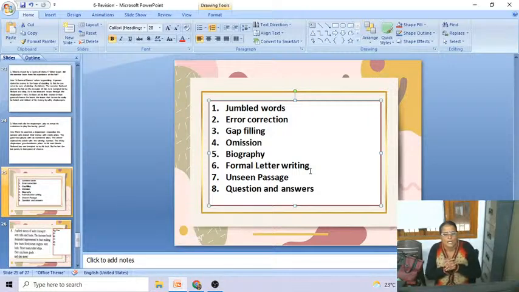Now, unseen passage. In the reading part, you will have an unseen passage. You have to read it carefully and answer the questions given below that passage. The questions and answers are based on the literature reader as well as your Honeysuckle textbook. From the literature reader, Pollyanna's lesson and the poem Someone. These two are there in your syllabus.